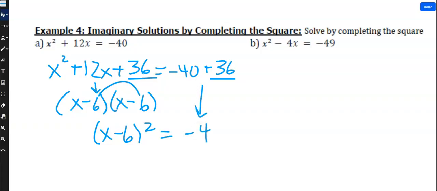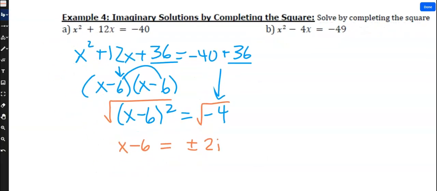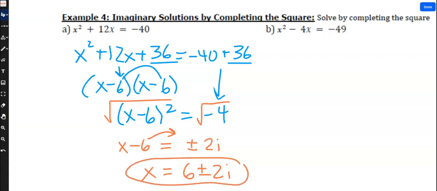So we now have negative 4 over here. Okay, now it's time to take that square root. X minus 6 equals, remember our plus and minus, but since there's a negative under the radical, that's going to give me 2i. Don't forget to bring that from the other side, 6 plus or minus 2i. And no, I can't even combine those two things together. That's as good as it gets. Right there, 6 plus or minus 2i.